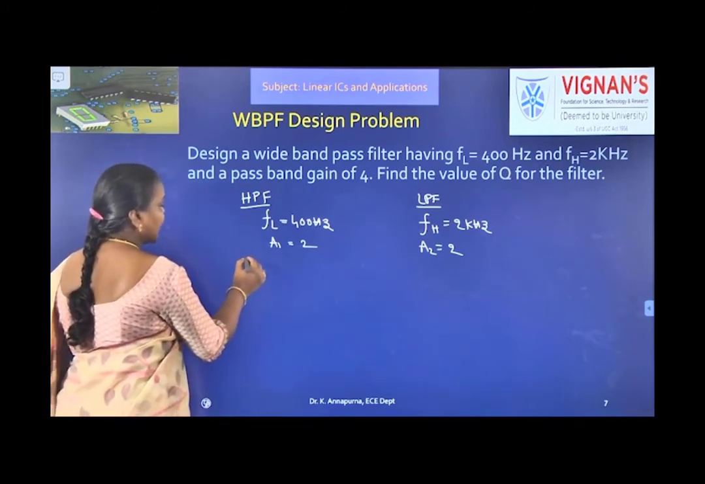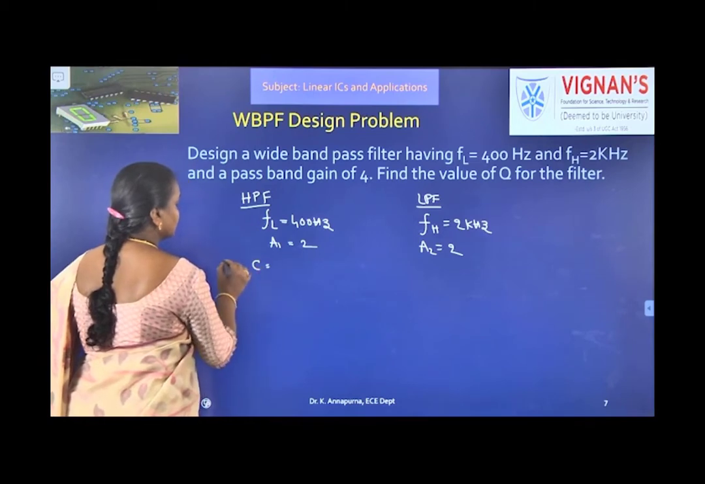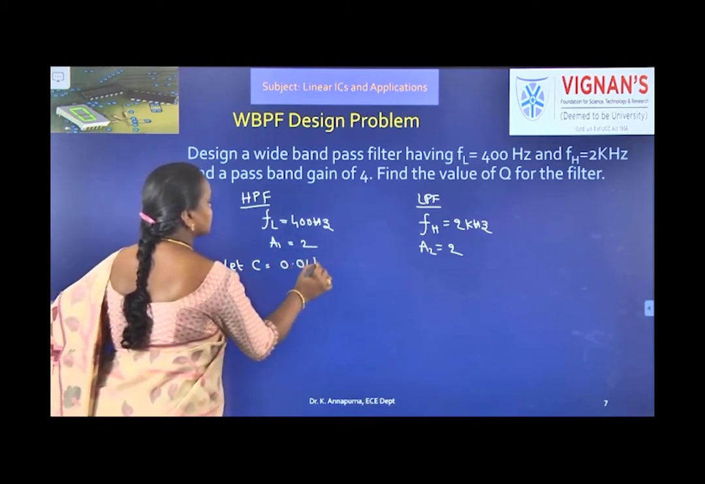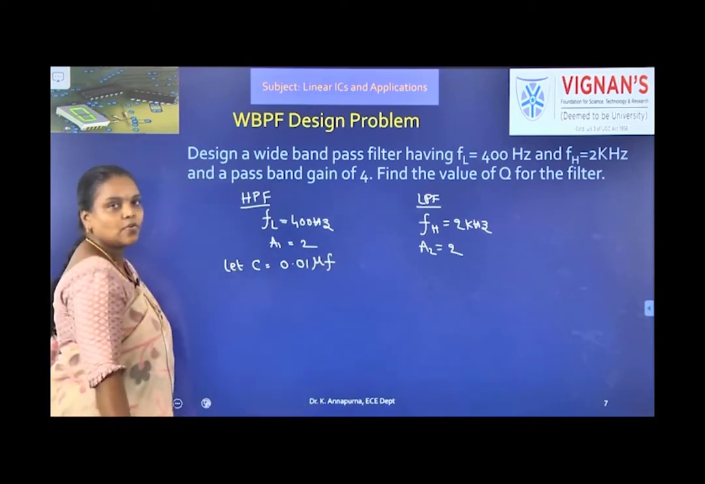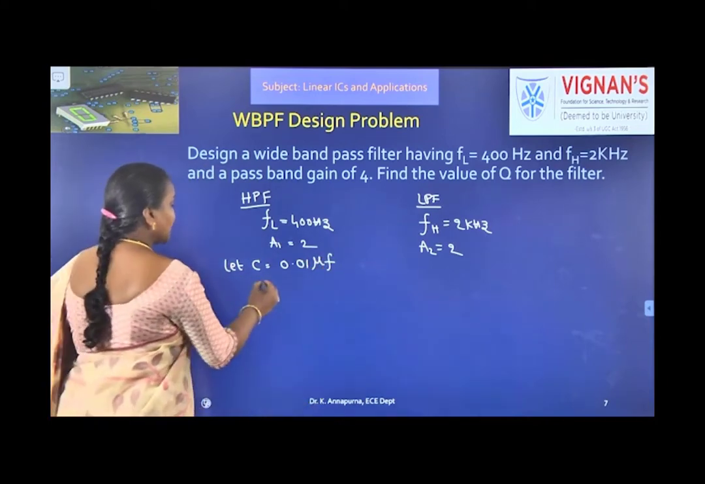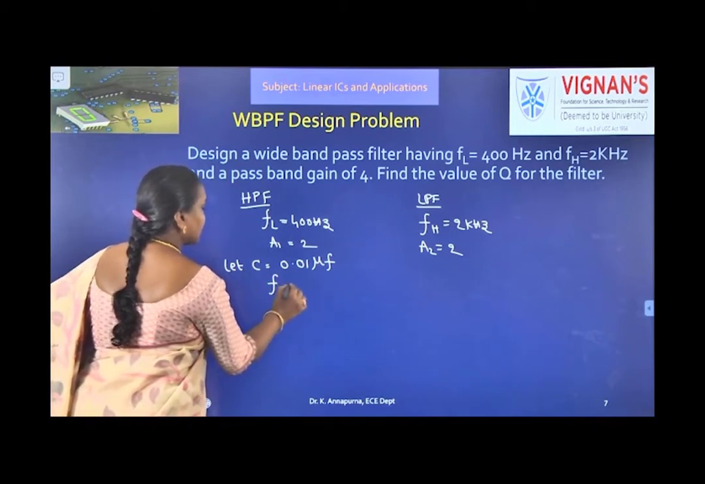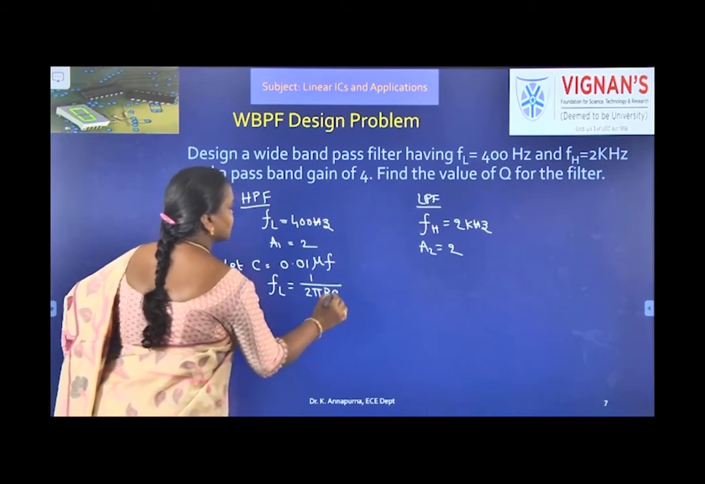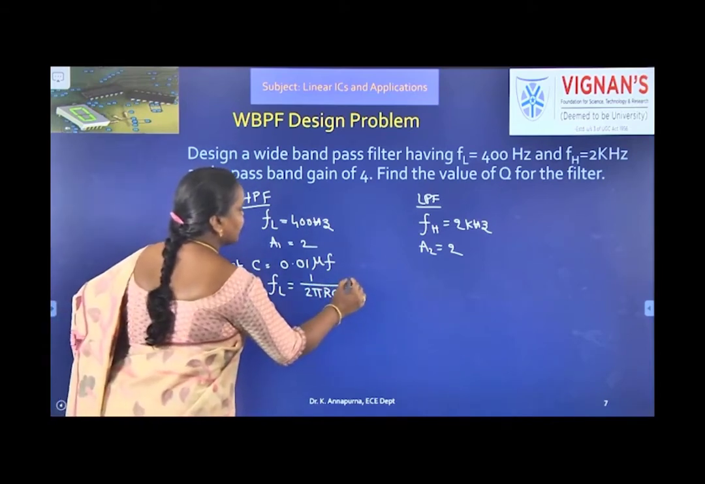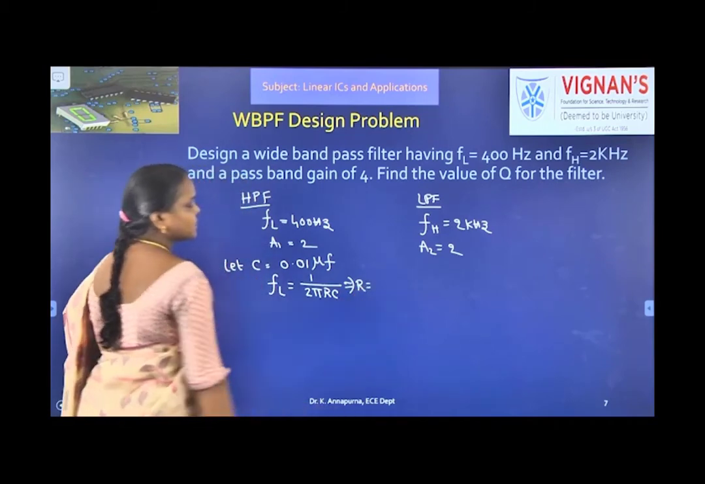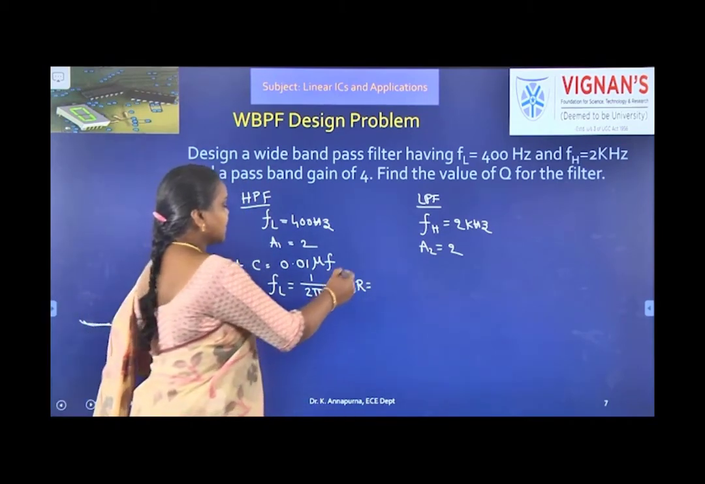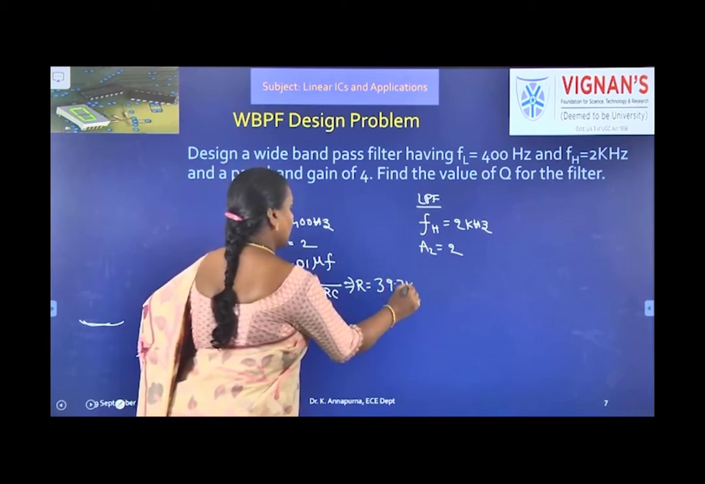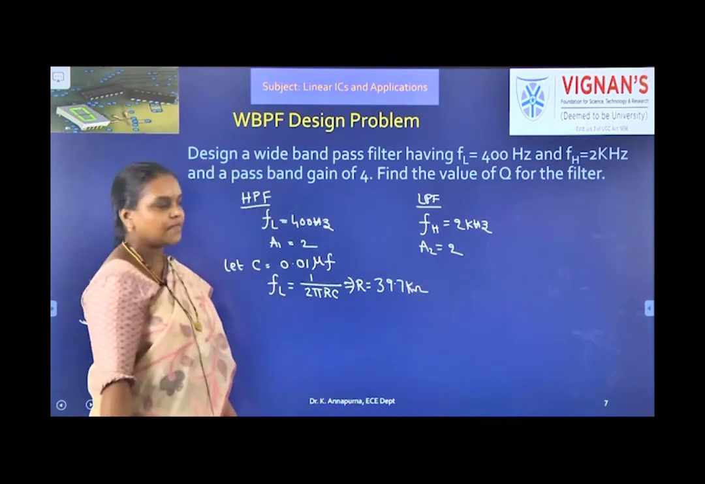So first we need to take C value. How much we are taking? 0.01 microfarads. So take C value 0.01 microfarads. Then what is the cutoff frequency formula? FL equal to 1 by 2 pi RC. So from this you can find the value of R. Okay, if you solve this, then you will get 39.7 kilo ohms. That is the R value.